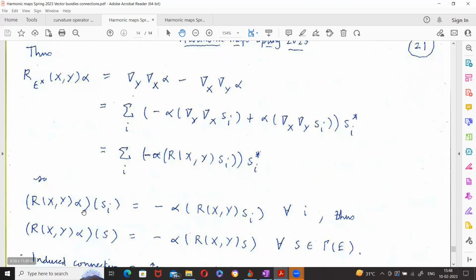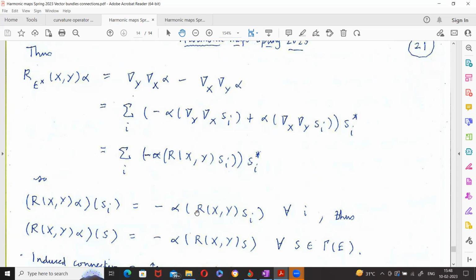So now when I apply this to some s_i, what will I get? All the terms will vanish except for the ith term. This will become just minus alpha of R_xy s_i. Is this clear? Yes?